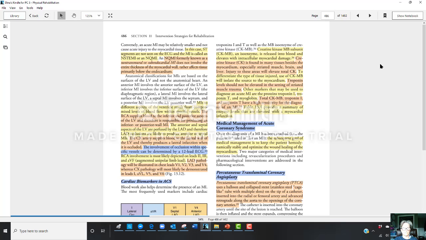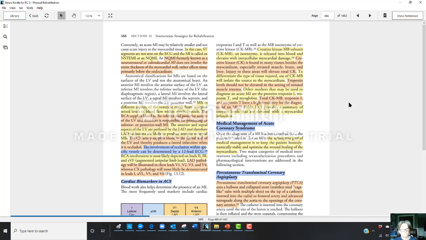Conversely, an acute MI may be relatively smaller and not cause acute injury to the myocardial tissue. In this case, ST elevations are not seen on the ECG, and the MI is called an NSTEMI or an NQMI. An NQMI, formerly known as a non-transmural or subendocardial MI, does not involve the entire thickness of the myocardial wall, but rather affects tissue primarily below the endocardium.